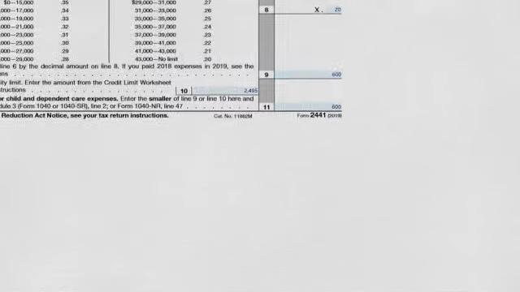On line 17, place your federal income tax withholding. You can find this in box 2 of your Form W-2. Add the two amounts together, and in this example it is $1,500.